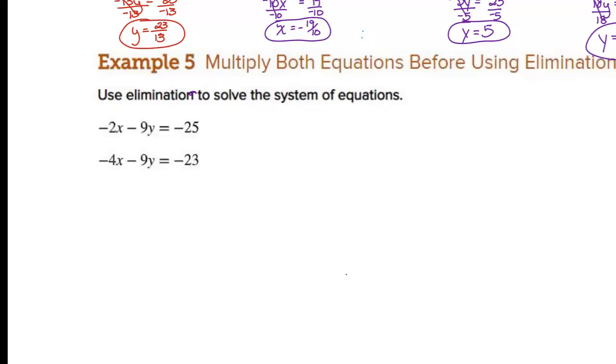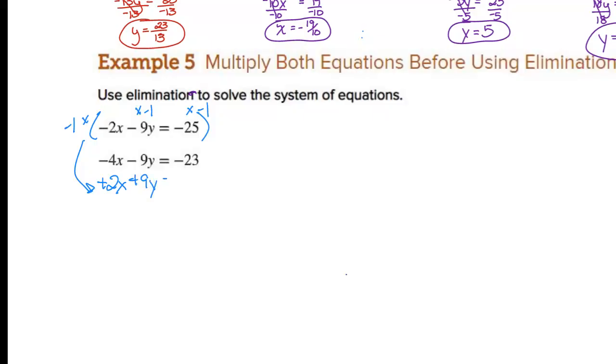What could I multiply, let's say, this top equation by to make that a positive 9? Negative 1. Multiply by negative 1, right? And the only thing multiplying by negative 1 is going to do is change each sign, right? So negative 2x is positive 2x. Negative 9y, positive 9y.